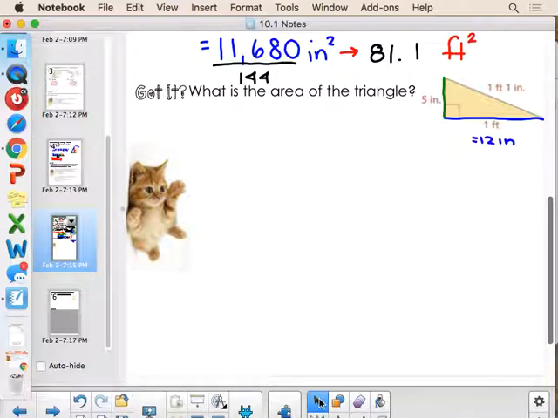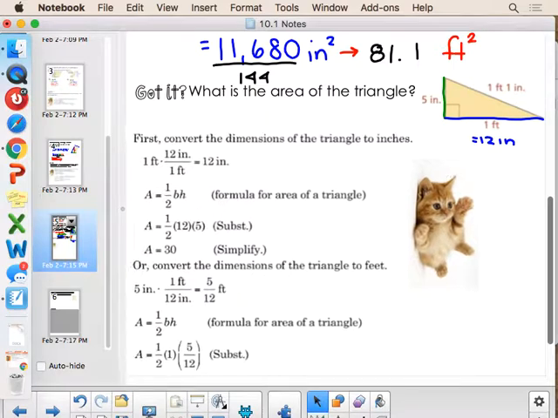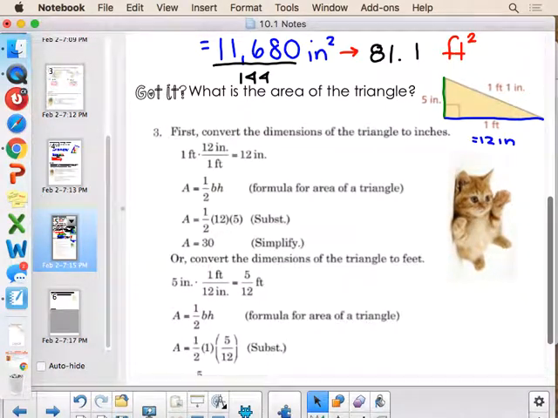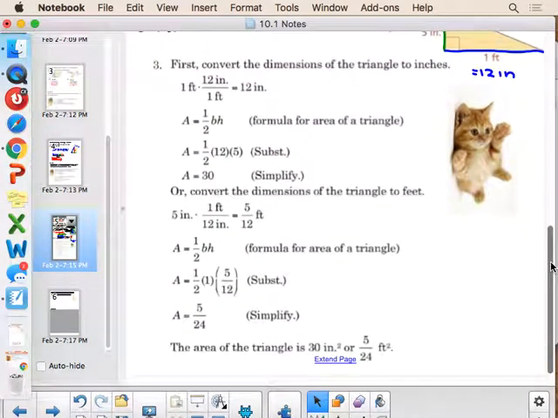All right, ready to check your answer? That seems like a lot of work. Did you get an answer of 30 inches squared? Yes? I personally would just leave it in terms of inches. I don't want to convert it to feet squared. All right, how you feeling?